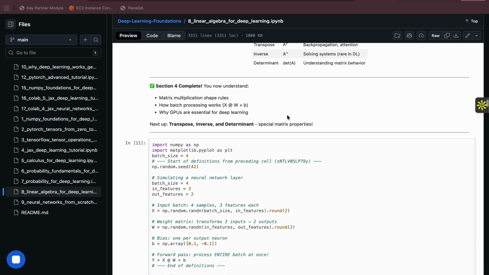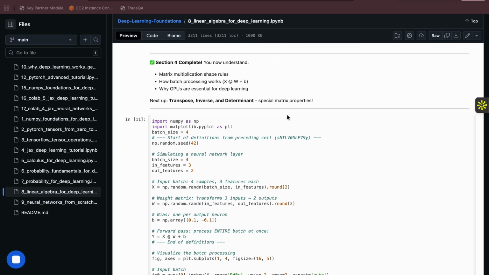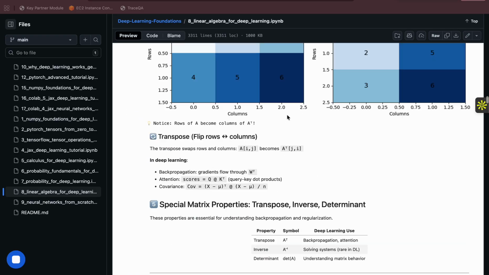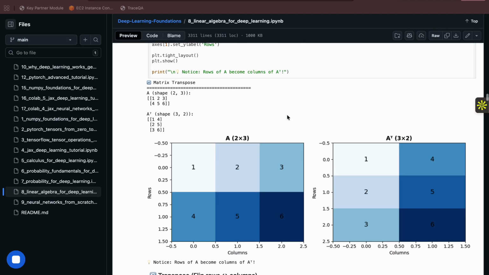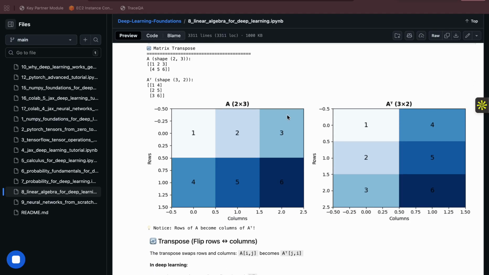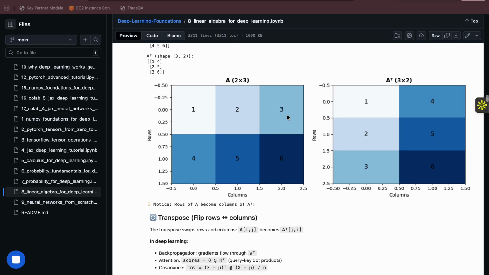Now here we perform matrix transpose and visualize the row-column swap with heat maps. So the plot shows how a 2 by 3 matrix becomes 3 by 2 after transposing.